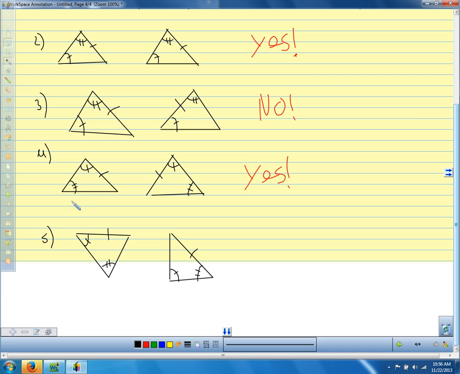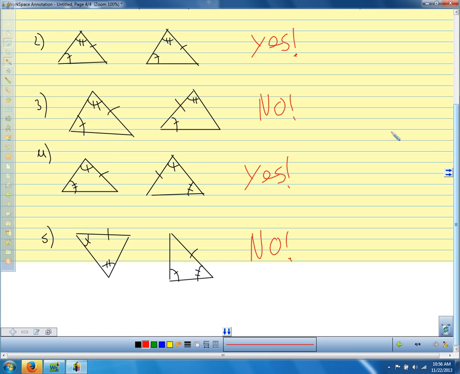You guys are good at making these match up. So this one, the side with one tick mark is next to the angle with one tick mark, and here it's next to the angle with two tick marks. So this one would be a no. We could not use angle, angle, side to show that those two triangles are congruent.